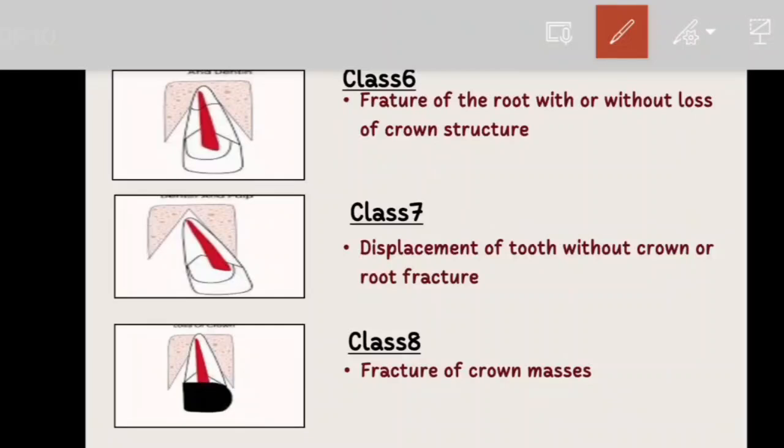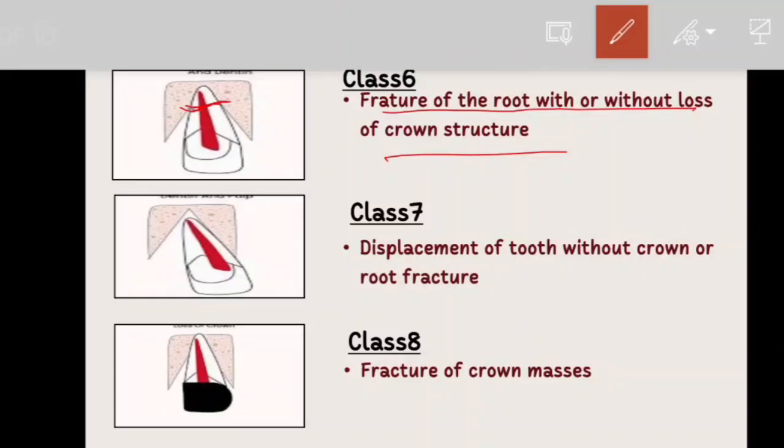Now class 6th is root fracture. So fracture of the root with or without loss of crown structure. So the fracture line is seen inside the root portion of the tooth. So here exam point is seen clearly on radiograph and mobility may be present.